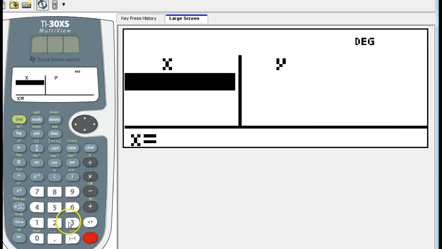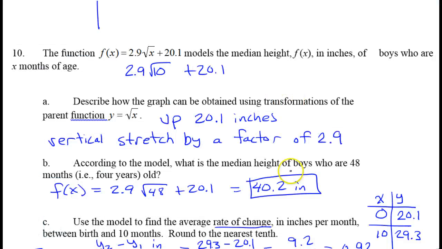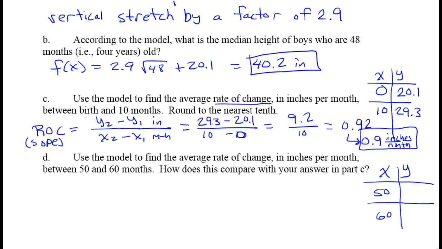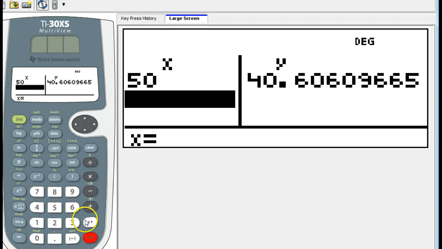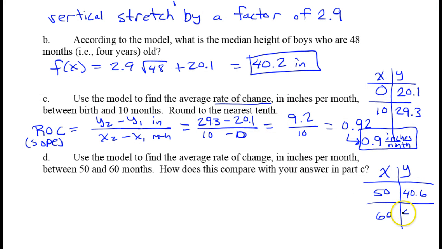Ready to go. So at 50 months, oh wise calculator, how many inches? That is 40.6 inches. What about at 60? 42.6. Still got to round up. 42.6. So let's find the average rate of change.